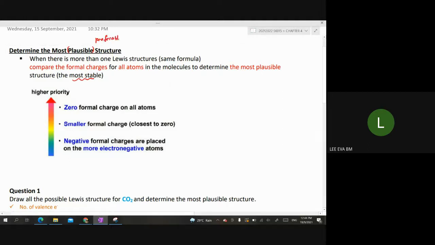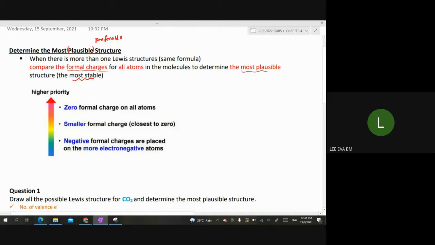We are applying this when there is more than one Lewis structure with the same formula. Let's say using one formula, sometimes I come up with three structures. Which one is actually the most stable one? Which one is the most plausible one? So we need to compare the formal charge for all of the atoms inside the structure, to determine the most plausible structure.